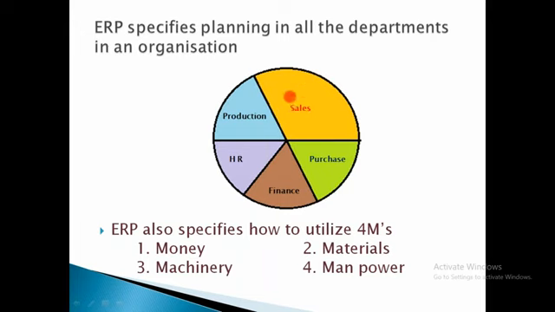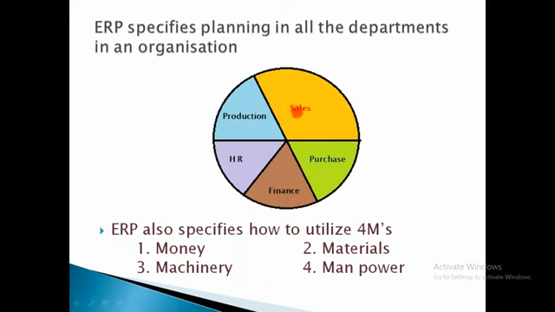Even though we have very good planning in sales department, we are losing customers. We are losing business because of no planning in production department. Everything is interlinked. So that is the reason we require proper planning in all the departments in an organization.